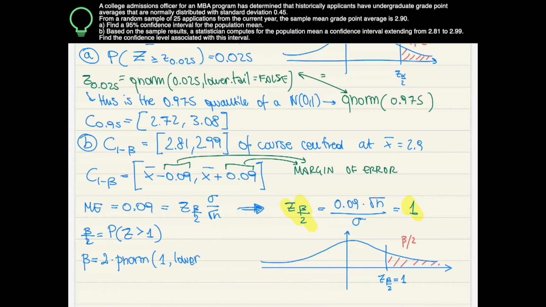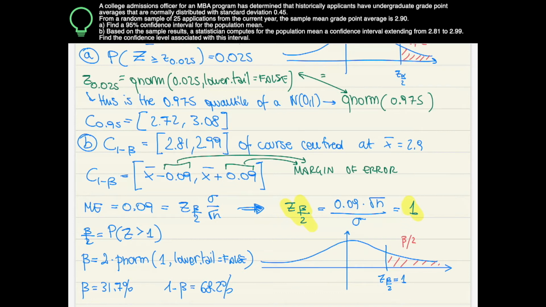So don't forget lower tail equal false. That gives me the area below the right tail. Here we are calculating probabilities and not quantiles, and this is the code to do that in R, and we get a beta equal to 31.7%. That corresponds to a confidence level of 68.2%.